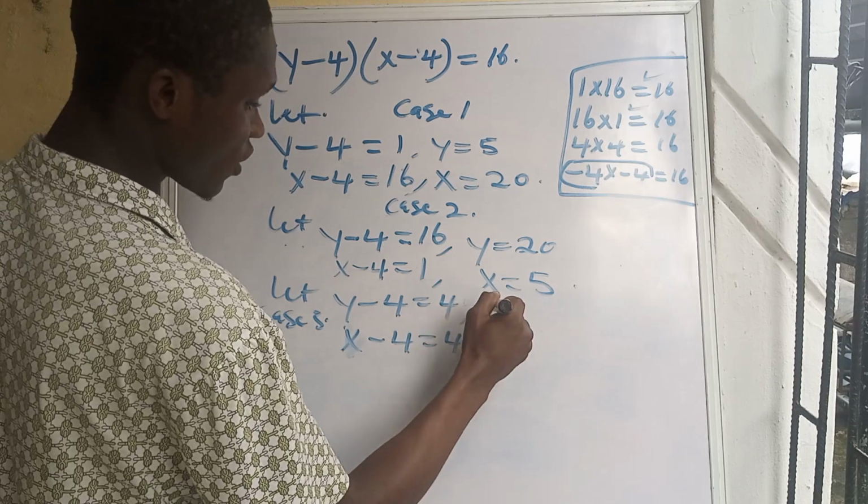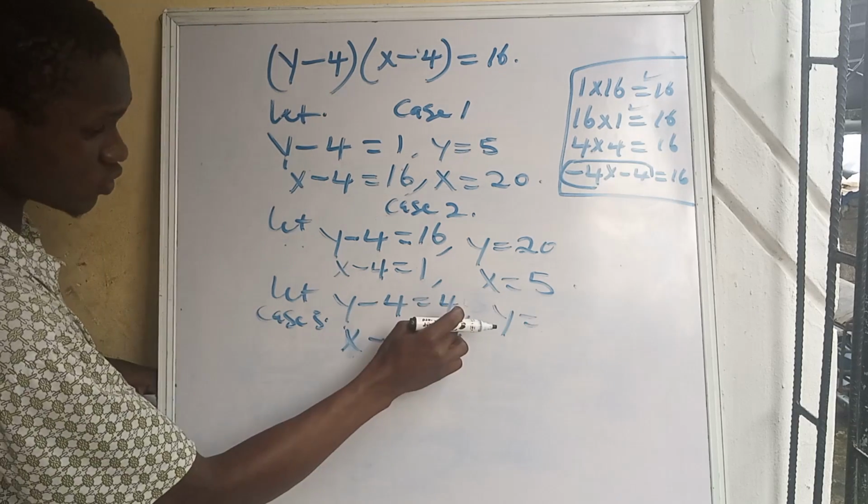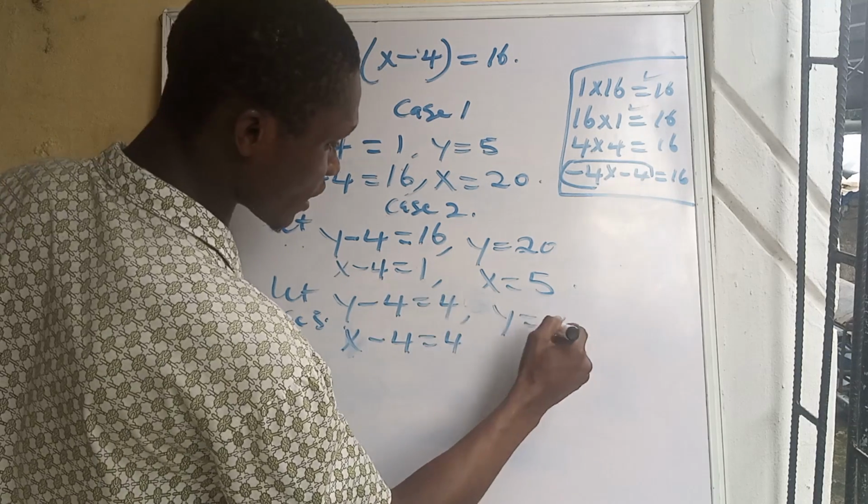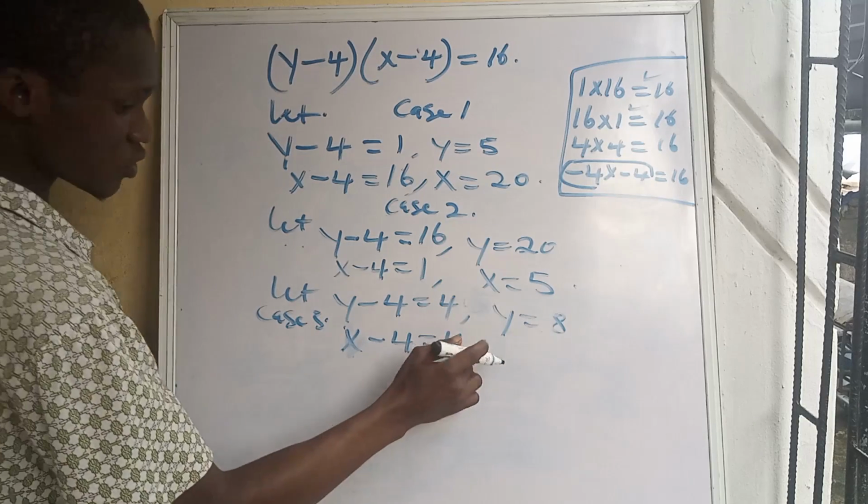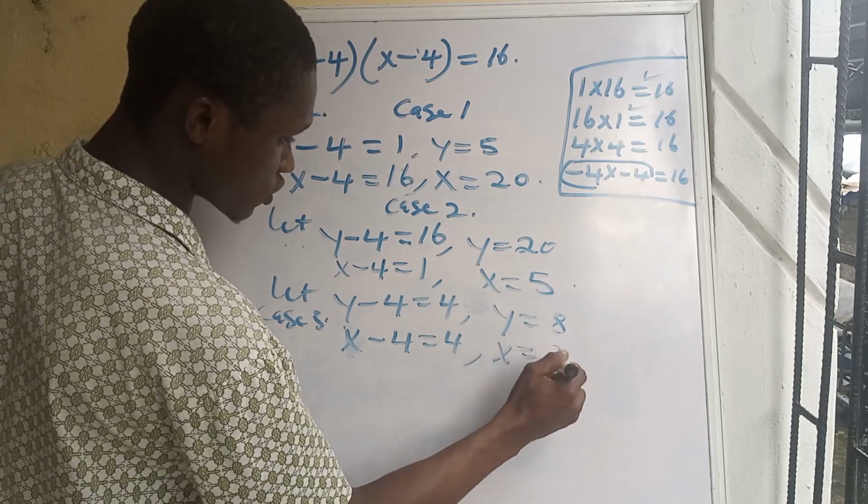In case 3, your y is equals to what? Bring this one to the right hand side, your y is equals to 8. So also bring this one to the right hand side, and your x is also equals to 8.